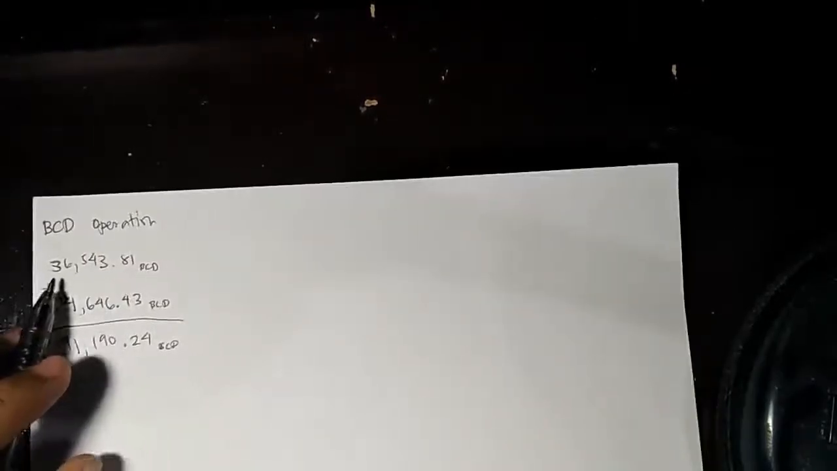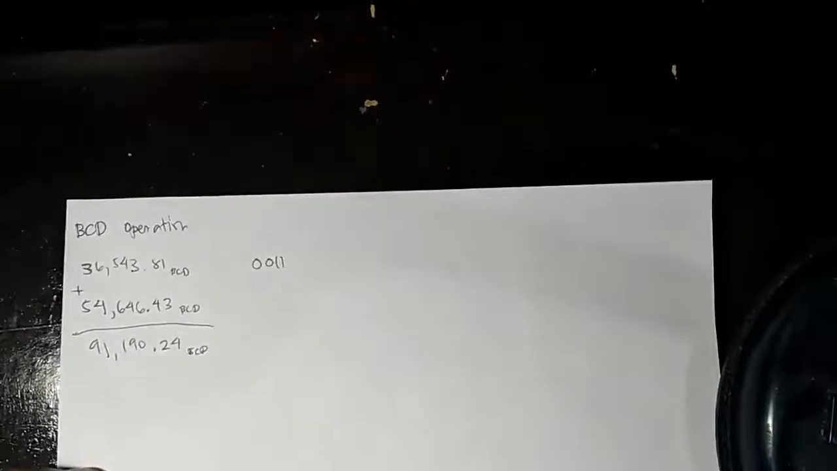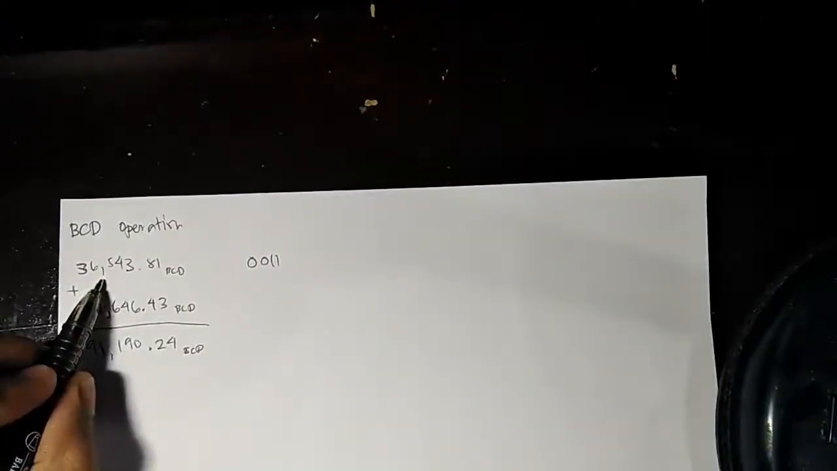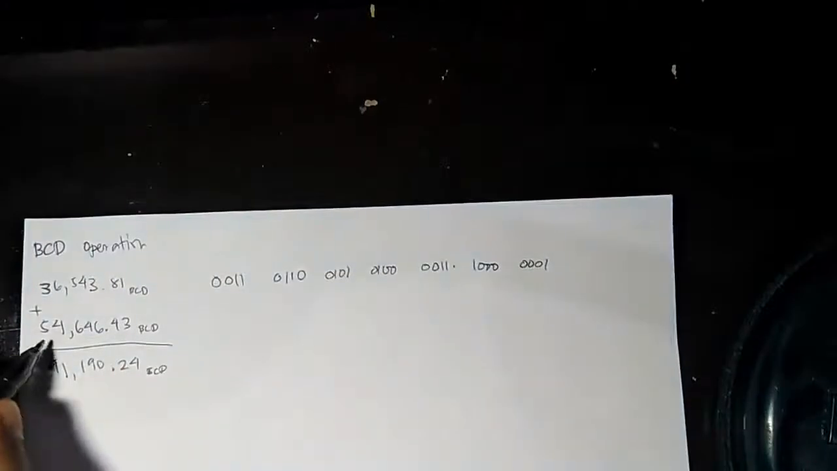What we're going to do with BCD operations here is take the corresponding binary equivalent of each of the digits. So 3 corresponds to 0011. Did you get it? The next number is a 6, 0110. Just put a space in between them. And so on with 5, 4, 3: a 5 is 0101, a 4 is 0100, a 3 is 0011, an 8 is 1000, and the 1 is 0001. There you go.